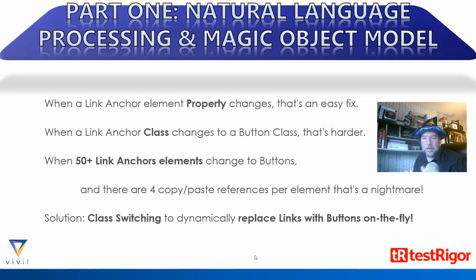All right, so a little bit of background on where we started on this. What happens when a link anchor element's property changes? If one property you can't identify because the property slightly changed, that's an easy fix. You just change the identifier in the property. But what if the class changes? It's no longer a link, it's now a button.